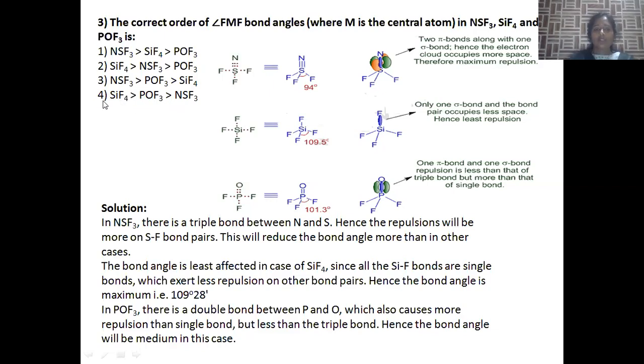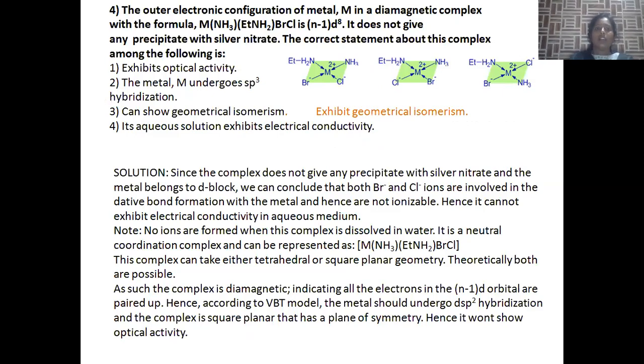The next question: the outer electronic configuration of the metal in the diamagnetic complex with the formula M(NH3)(EtNH2)BrCl is (n-1)d8. This is a d8 system. It does not give any precipitate with silver nitrate. What is the correct statement about this complex among the following? So here some hints are given. This is a d8 system, and NH3, EtNH2, bromo and chloro are the four ligands present around the metal. When the coordination number is four, we have two possibilities: one is a tetrahedral arrangement, the second is a square planar arrangement. But in this problem they only mentioned that it is a diamagnetic compound.